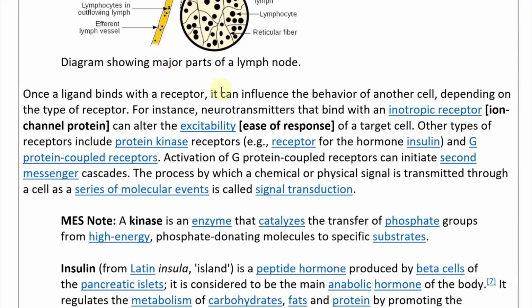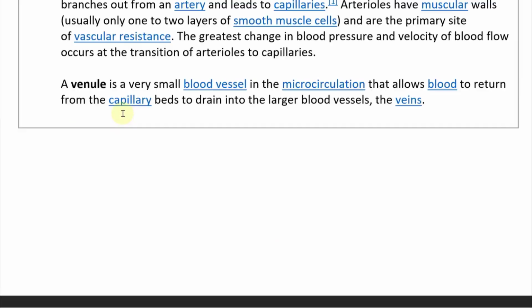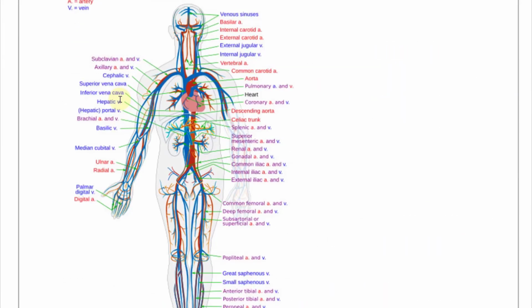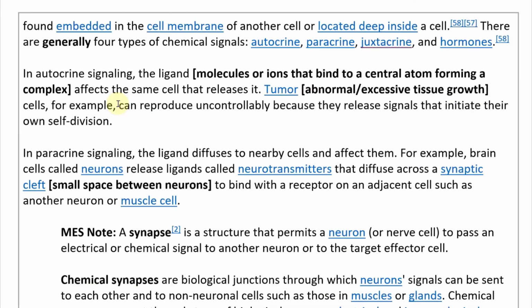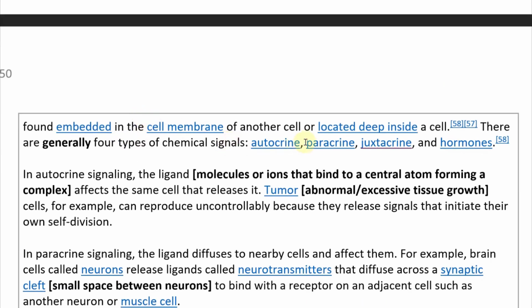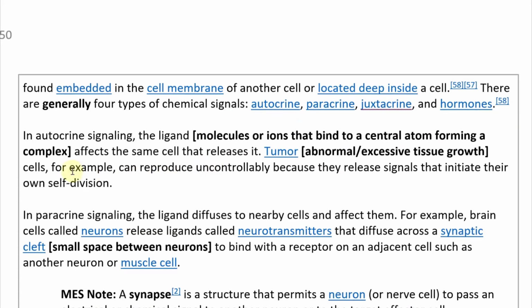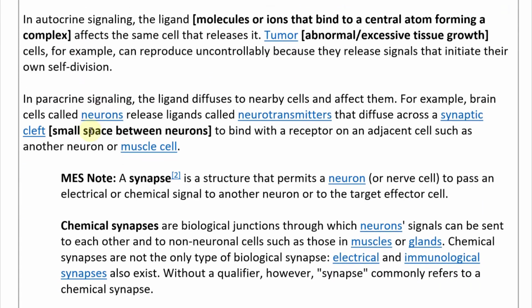Once a ligand binds with a receptor, it can influence the behavior of another cell depending on the type of receptor. And let's just get a refresher right here on the types of signaling. We have generally four types of chemical cell signals: autocrine, paracrine, juxtacrine, and hormones. Autocrine is a ligand, which again is a molecule or ion that binds to a central atom, forming a complex. So the autocrine affects the same cell that releases it, so it signals to itself. And then paracrine is to nearby cells, so it diffuses to nearby cells and affects them.